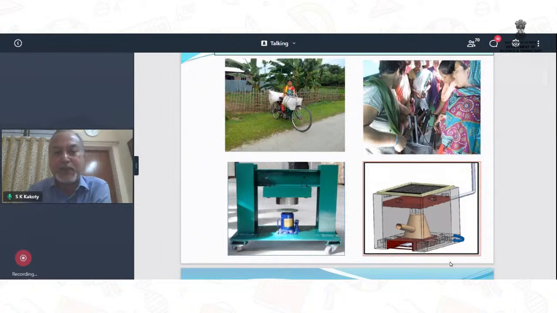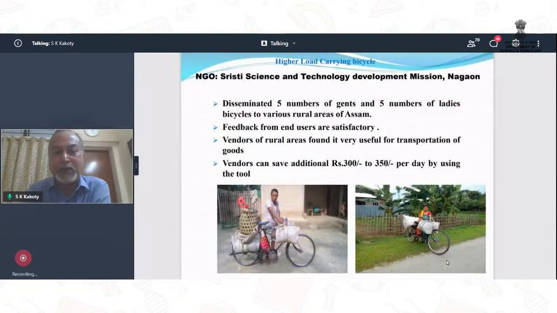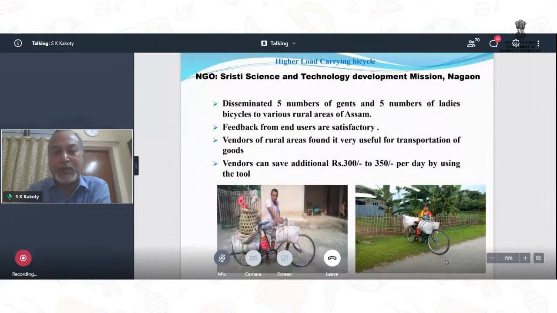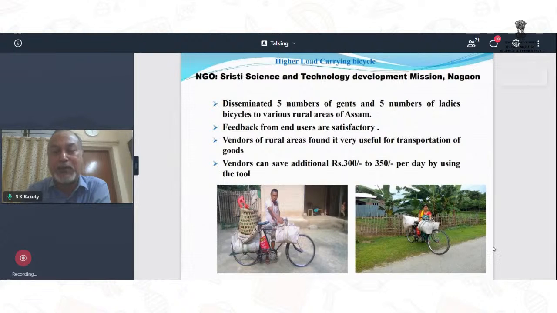Next. So these are the two bicycles, male and female. This we have implemented in a number of clusters, 5 clusters. Actually, we have rural vendors. The rural vendors are going door to door for selling their products. So now they are actually dependent upon this bicycle. So they need not have to rent, or they need not have to buy fuel for driving a vehicle.